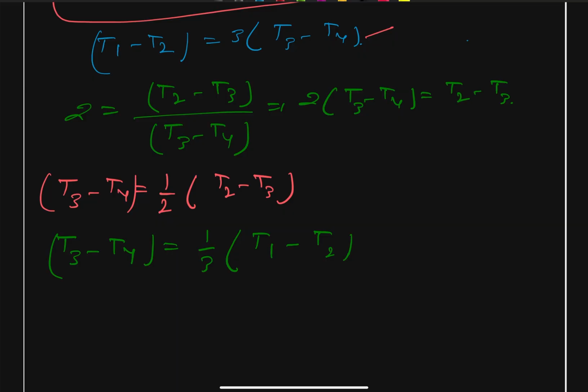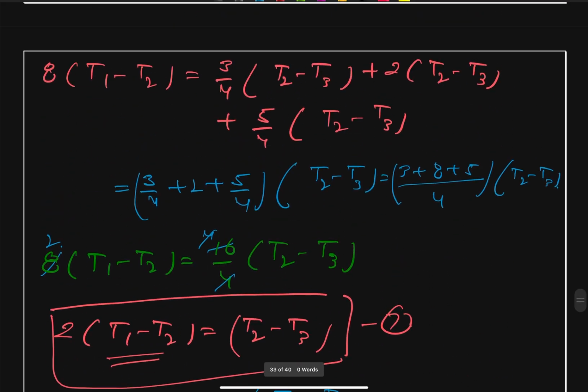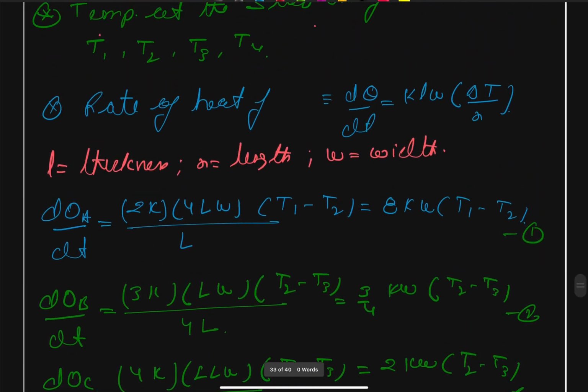So therefore we can say that our difference in temperature for block C is the lowest one. It is in 1 by 2 as well as 1 by 3. So option C is our correct one.